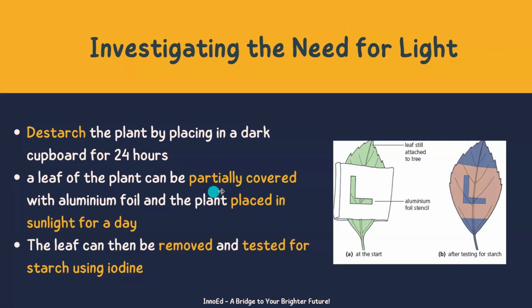Then we partially cover a leaf of a plant with aluminum foil, just like in this picture, and we place that plant in sunlight for a day. After that, we remove the partially covered leaf from the plant, and we test the leaf for starch using iodine, by using the same procedure that I mentioned earlier.